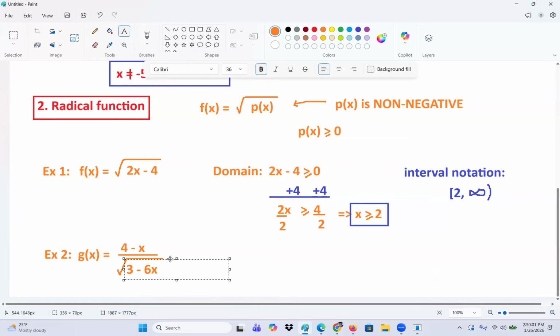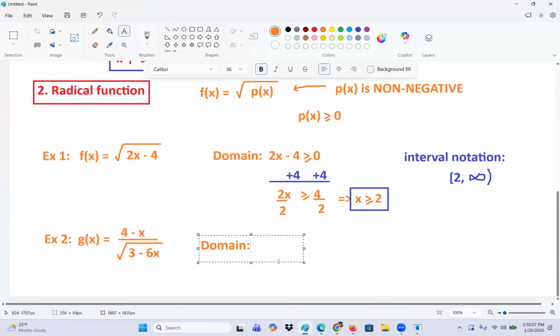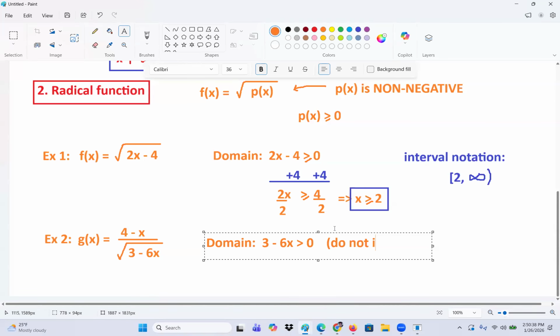Okay, so now the domain for this function is kind of different. First, you notice that the term is on the denominator, so it cannot be 0, right? The radicand is on the denominator, so it cannot be 0, and it cannot be negative. So 3 minus 6x cannot be 0 because you cannot do 5 over 0. And this cannot be negative, so it has to be strictly positive. So we do not include the equal sign.